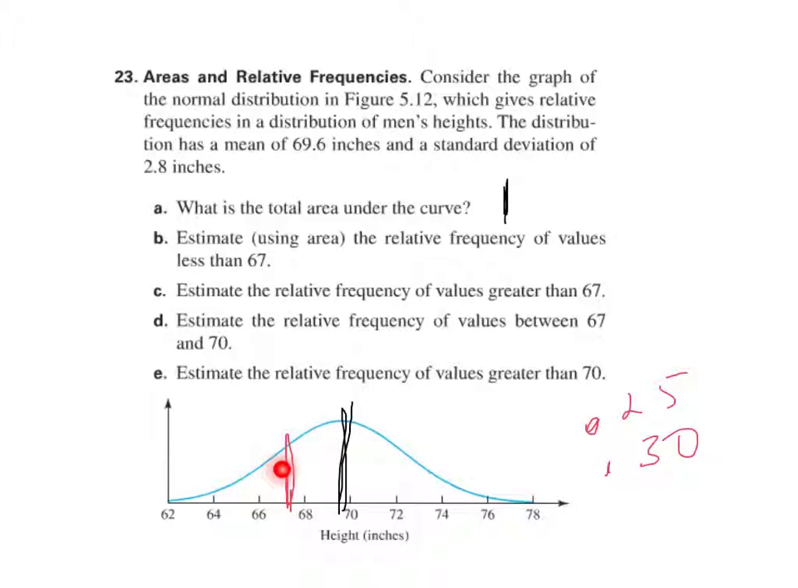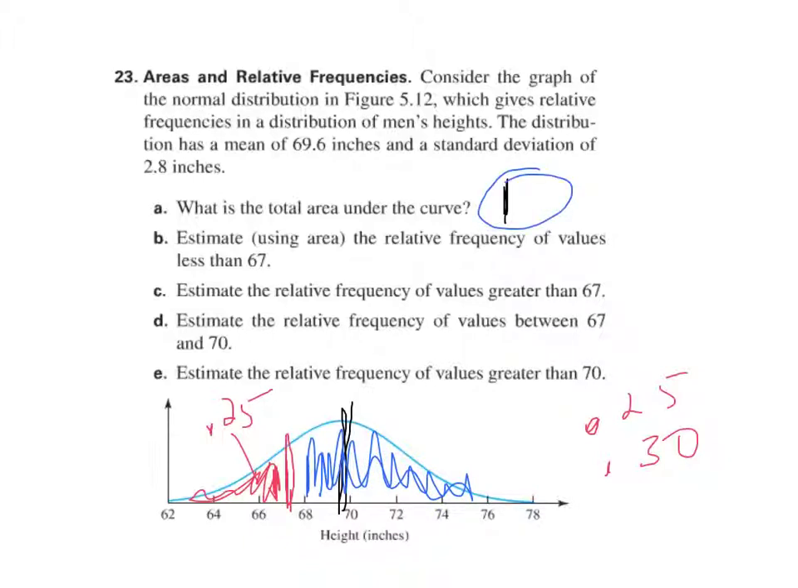Okay. Now they're asking us to estimate the value of the frequency of values above 67. So that's all of these. Well, if I were to say that this part down here, let me color that in. If I know this part, and I'm guessing, I don't know for sure without more work, if I'm calling this 0.25, then above it is going to be 1 minus 0.25, because I know everything under the curve is 1. So if I have a quarter of it underneath, I have to have 3/4 of it, or 0.75, above it if I'm going to talk about it as a probability.